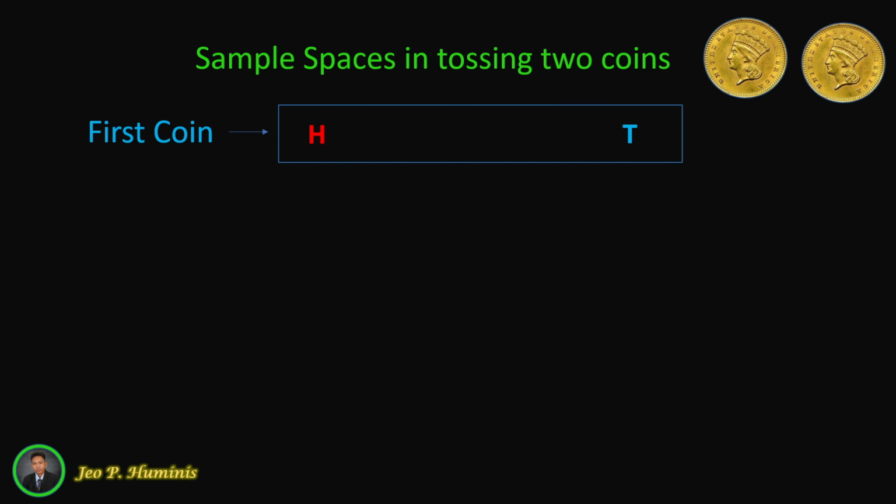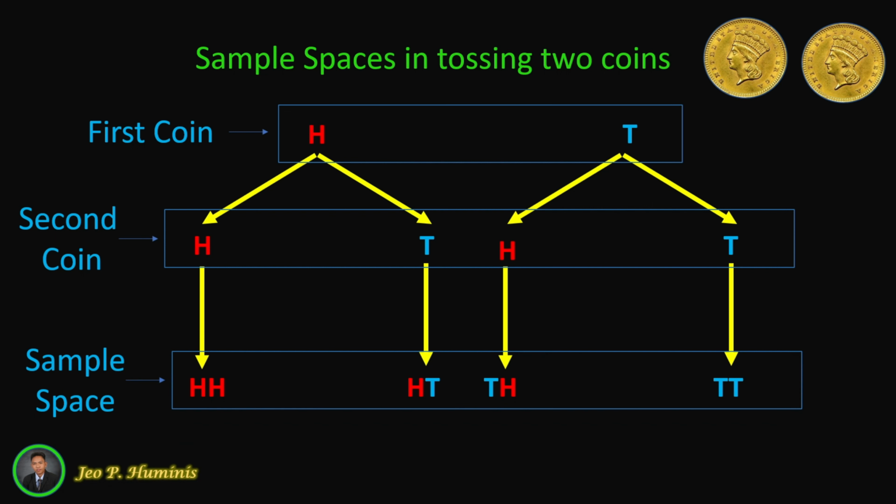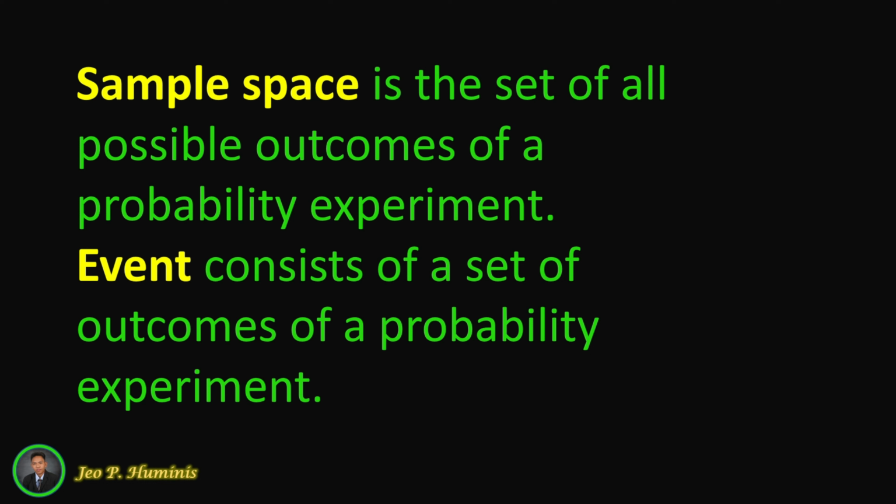This is the first coin. A single coin has the sample space of head and tail. Then the second coin, head and tail also. So if the 2 coins are tossed simultaneously, it has the results of head-head, head-tail, tail-head, and tail-tail. So that's the sample space in tossing 2 coins. Sample space is the set of all possible outcomes of a probability experiment. An event consists of a set of outcomes of a probability experiment.